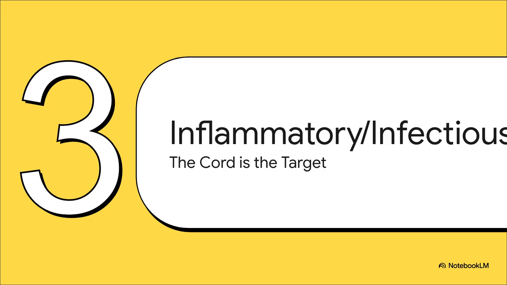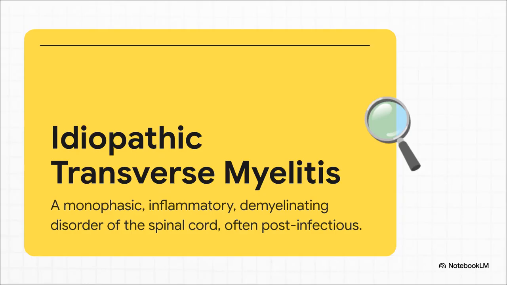spinal cord tissue itself. A huge player in this category is idiopathic transverse myelitis, or ITM. Basically, this is an inflammatory attack on the spinal cord, often triggered by a recent infection or virus. It's usually monophasic, which just means it's a one-time event. Patients will present over hours to days with weakness, sensory changes, and often bowel or bladder problems.